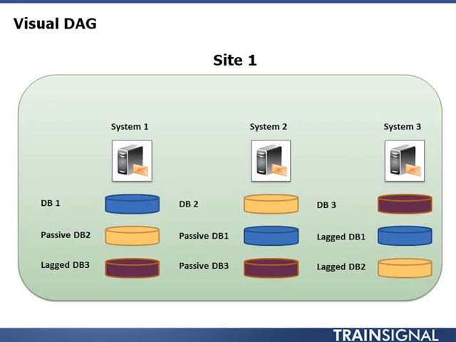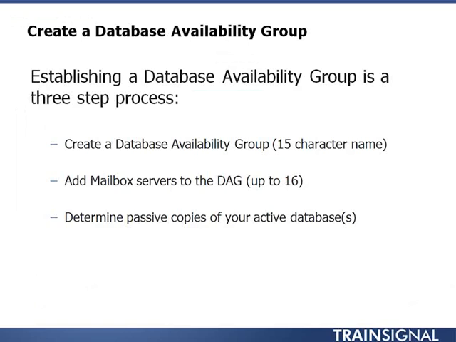Now this may all sound very scary, and you might think the process for creating a database availability group must be overwhelming. Well, let's take a look at the process, because you'll see that it's not as overwhelming as you might think. Establishing a database availability group is really a three-step process. First, you create a database availability group. Second, you add mailbox servers to the database availability group. And third, you determine passive copies of your active database or databases.